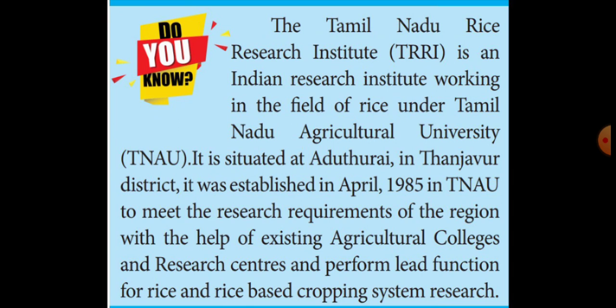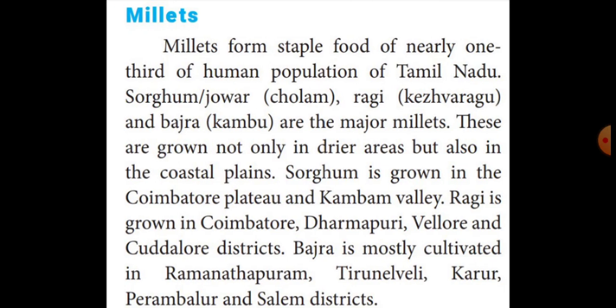Then listen students, the second important crop is millets. Millets are also one of the important food crops of Tamil Nadu. Tamil Nadu gets third place for the production of millets in India. Some of the millet crops are sorghum or jowar, that means cholam. Then ragi, which everyone knows, we say kelvaragu, ragi.